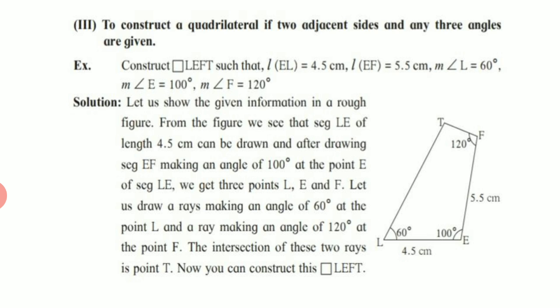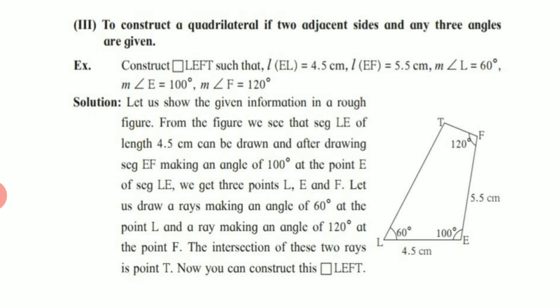Third type, to construct a quadrilateral if 2 adjacent sides and any 3 angles are given. For example, construct rectangle LEFT such that length EL is equal to 4.5 centimeter, length EF is equal to 5.5 centimeter, measure of angle L is equal to 60 degree, measure of angle E is equal to 100 degree, measure of angle F is equal to 120 degree. Let us show the given information in a rough figure.